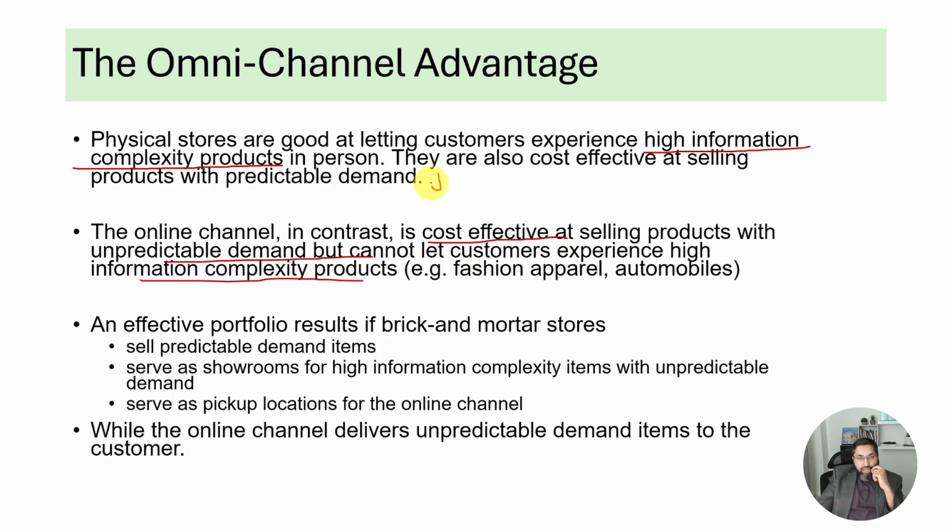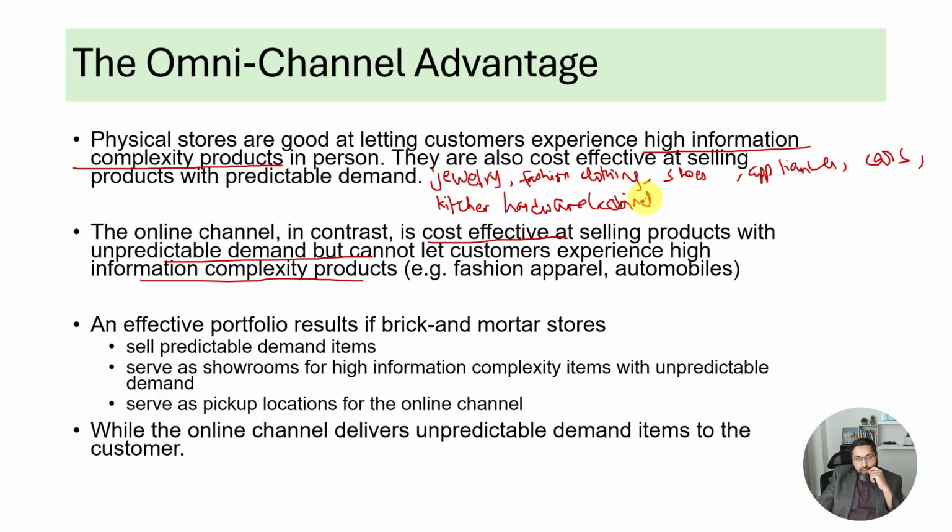So other examples of information, let me put some examples here. So that's jewelry, which is informationally complex. Fashion clothing, informationally complex. Shoes, appliances, cars, kitchen hardware, like cabinets, sinks, because the fitting, the size, a lot of things there matter.